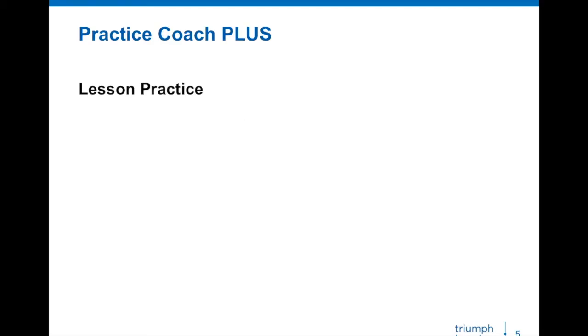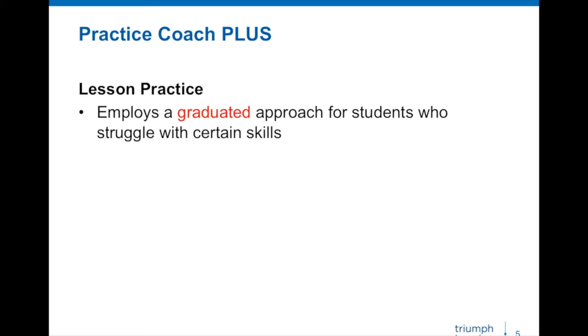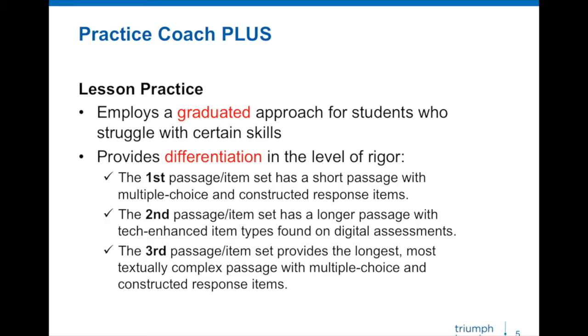The lesson practice section of each lesson employs a graduated approach for those students who are struggling with certain skills. Lesson practice also provides differentiation in terms of the level of rigor. For each reading lesson, there are always 3 passage and item sets that are provided in lesson practice. The first of these passage and item sets contains a short passage with multiple choice and constructed response items. The next passage and item set features a longer passage, but with tech-enhanced item types that are commonly found on digital assessments. The last passage and item set is the most textually complex of the 3, with multiple choice and constructed response items.